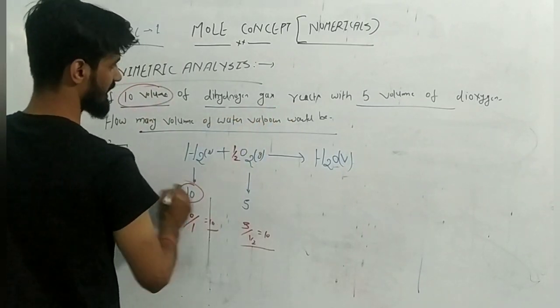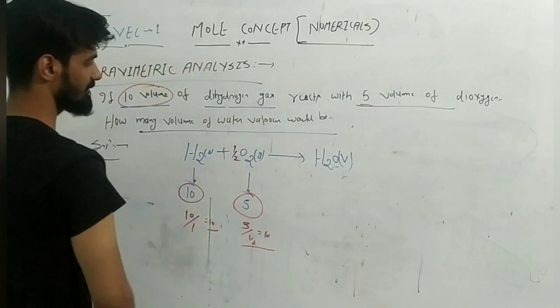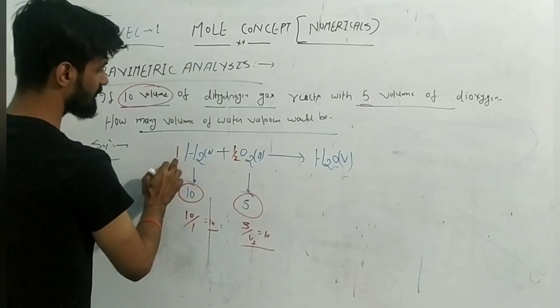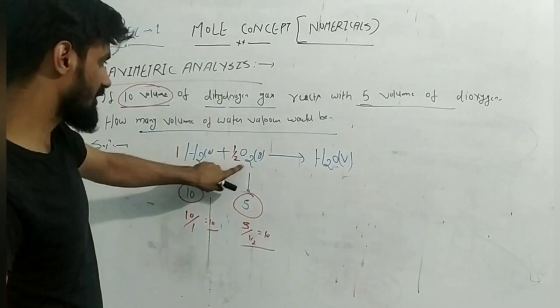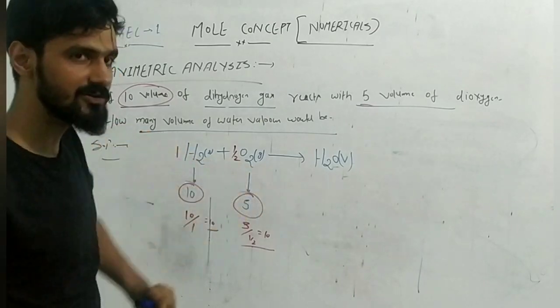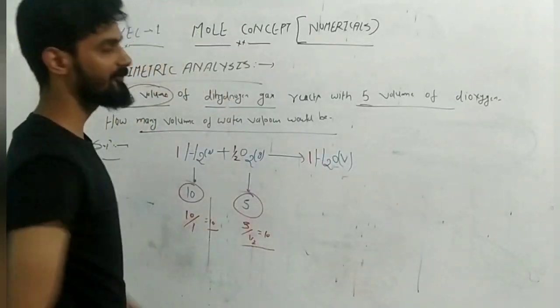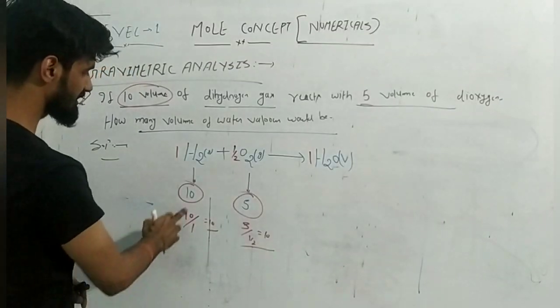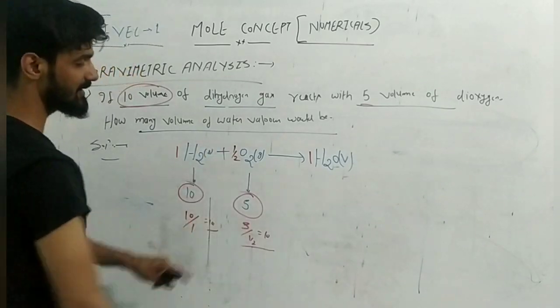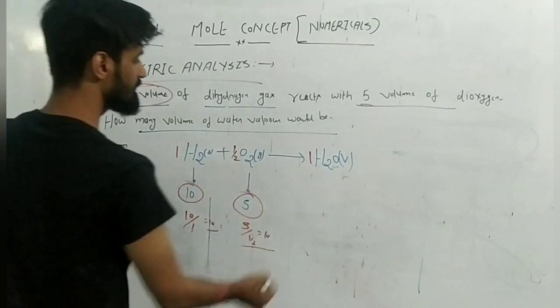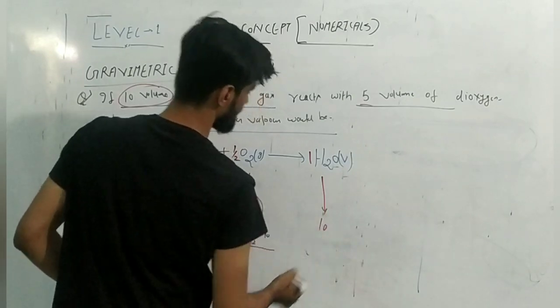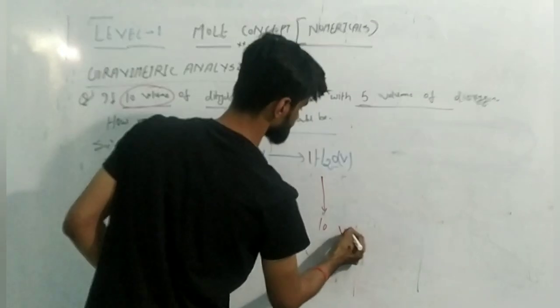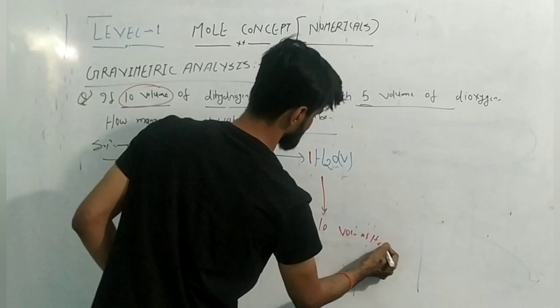So if 10 volume of dihydrogen and 5 volume of dioxygen, you will see 1 volume of dihydrogen requires half volume of dioxygen to produce 1 volume of H2O in vapor form. So 10 volume of dihydrogen will react with 5 volume of dioxygen and it will produce 10 volume of H2O vapor. So that will be your answer.